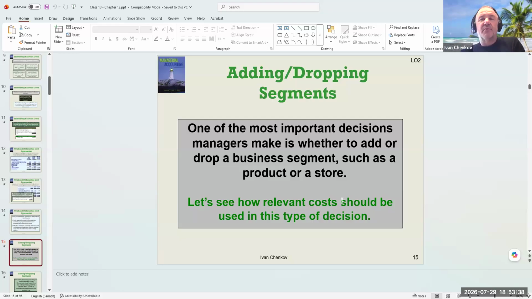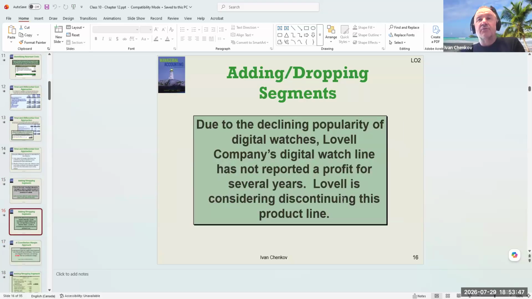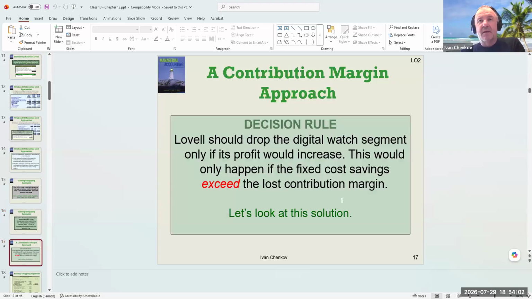To drop a business segment, such as a product, store, or customer. Now let's see how the relevant cost should be used in this type of decision. Due to the declining popularity of digital watches, this company's Digital Watch line was not reporting a profit for several years. The company is considering discontinuing this product line completely. The decision rule is: if we decide to drop the line and net income or contribution margin increases, then go for it. If net income declines, no go.